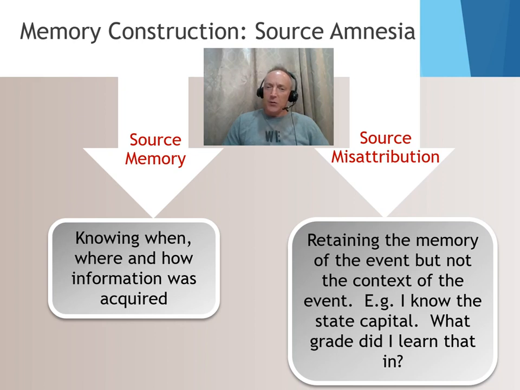So for example, you know the capital of Michigan is Lansing. Do you also remember when was the first time you learned that? What elementary school teacher taught you that fact? That is an example of what we talk about as source amnesia, not knowing where that memory came from.